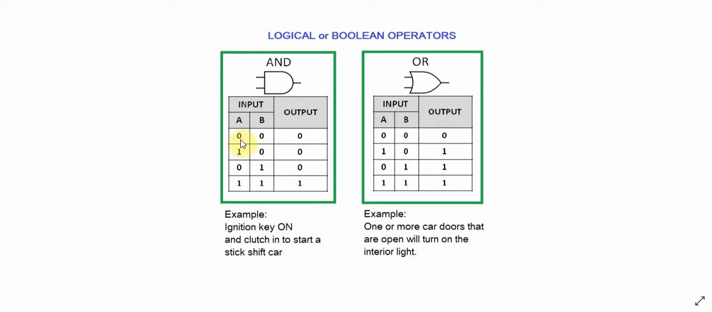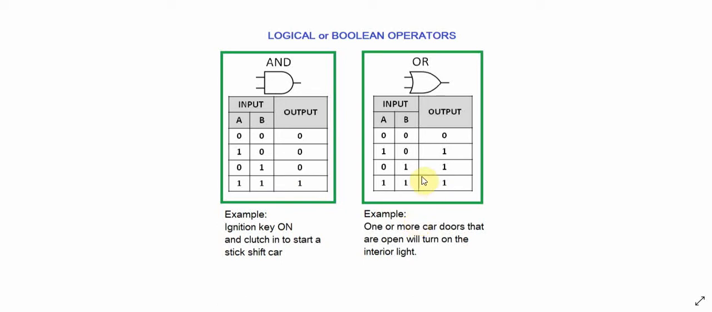If we have the ignition key off, as in this one, and the clutch is not pushed in, then the car will not start. If we have the ignition key on, but the clutch is not pushed in, the car will not start. If the ignition key is off, but the clutch is in, the car will not start. The only time the car will start is if the ignition key is on and the clutch is pushed in. Both conditions have to be true or high in order to get the high output or the car to turn on. That is a logical AND condition.